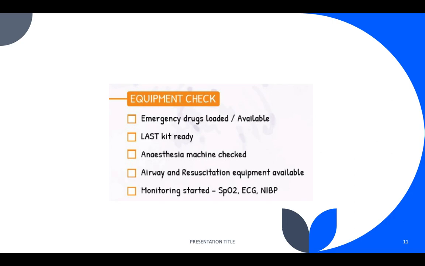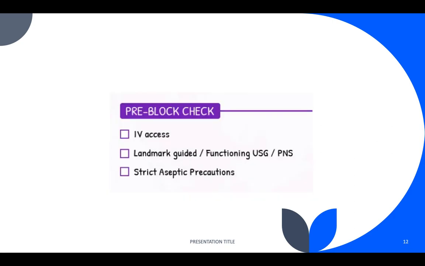Then we have to check the equipment, like whether emergency drugs are loaded and available or not. Last, the local anesthetic systemic toxicity toolkit should be ready all the time. Intralipid should be available whenever we are performing the block. The anesthesia machine should be checked for plan B. Airway and resuscitation equipment should be available. It is a must. And we have to start monitoring, like SpO2, ECG, NIBP in all block patients.